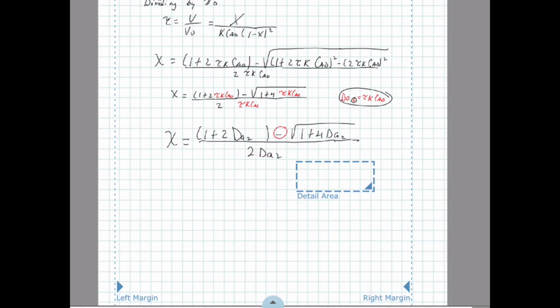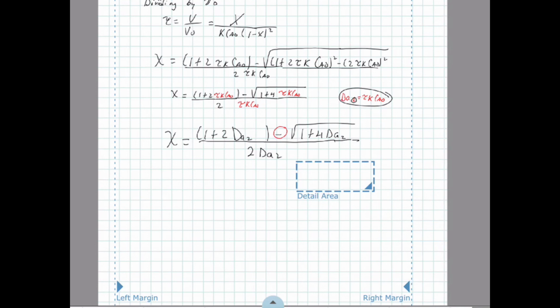So remember that we need to make sure that the maximum conversion that we can have for our irreversible reaction is 1. If we're in equilibrium, that number may be less than that.